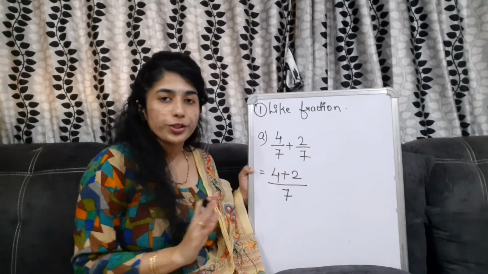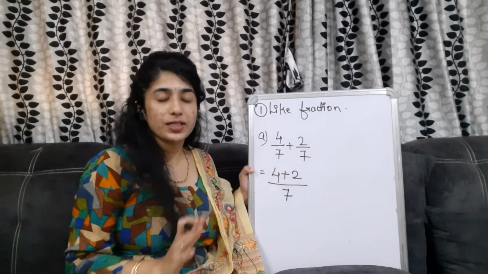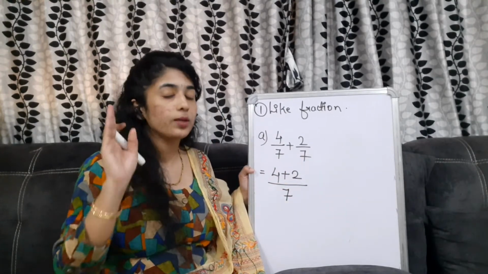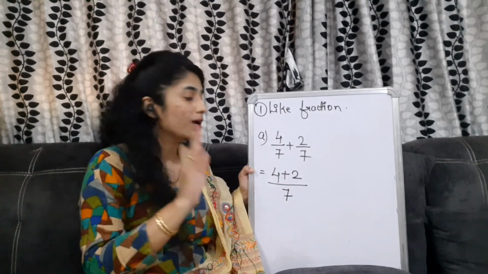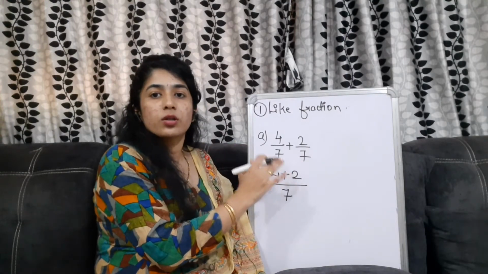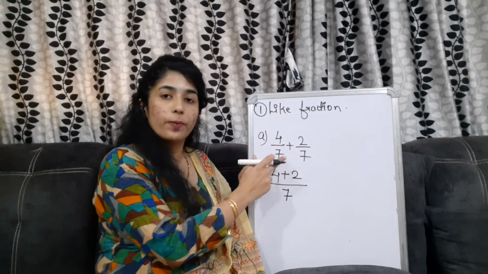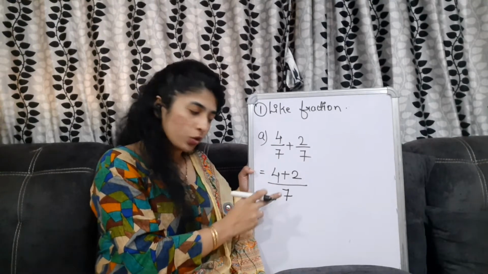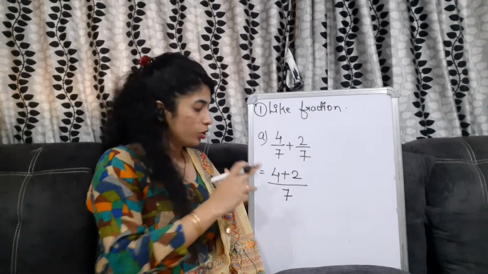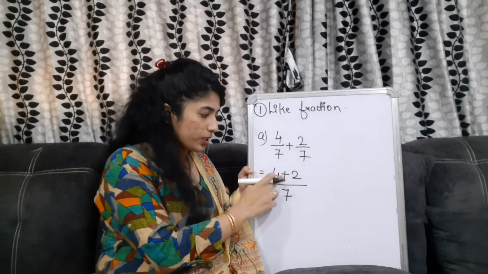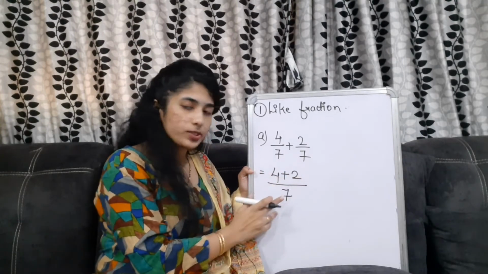You are not going to do 7 plus 7. Please, there are kids who get confused over there. Please, you are not going to add the denominator. Just add the numerator. And you will write the denominator only once. Only one time you will write 7. So here what you observe, 4 plus 2, the whole upon 7.